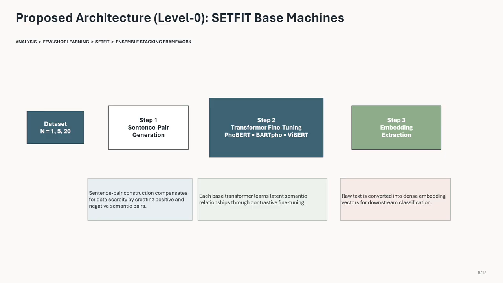This slide shows the first level of our framework. First, we start with a small dataset using N1, N5, or N20 examples. Then we create sentence pairs. These pairs help the model learn which sentences are semantically similar or different. After that, it fine-tunes the model in Python. Finally, the models produce embeddings and predictions for classification. In simple words, SetFit helps transformers learn better from very limited labeled data.